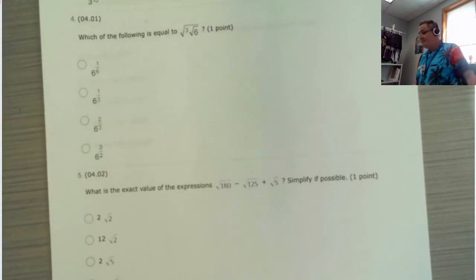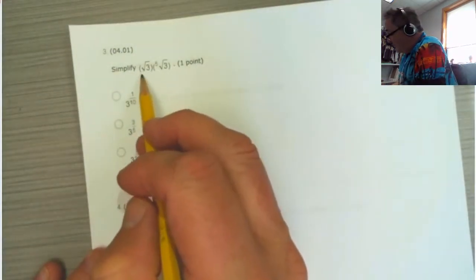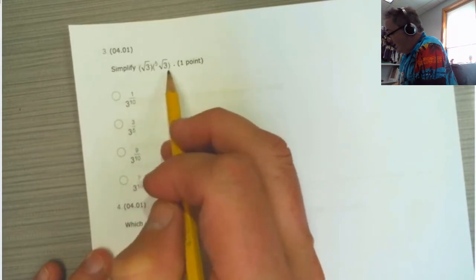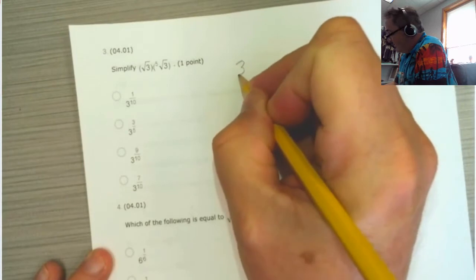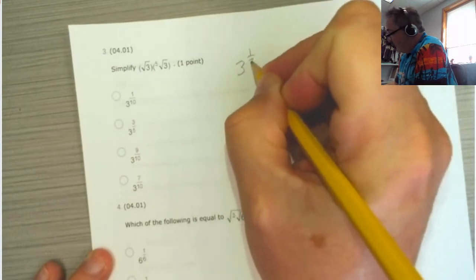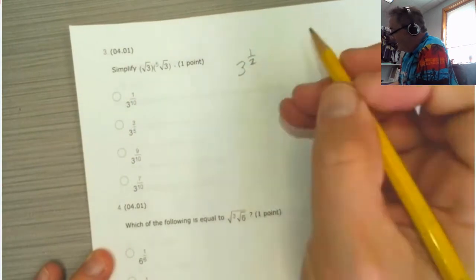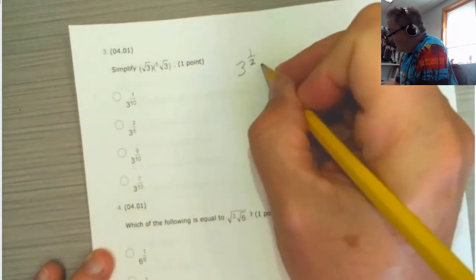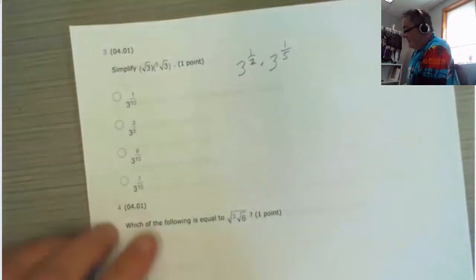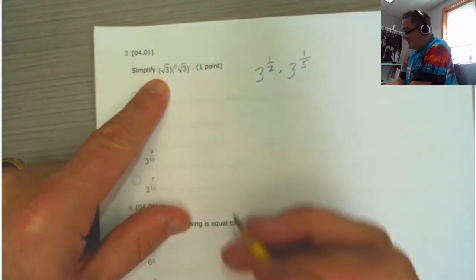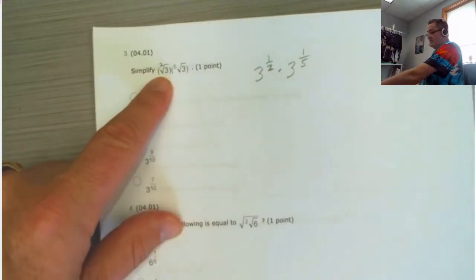So let's move on. Simplify the square root of 3 times the 5th root of 3. So that means this is 3 to the 1/2 power. That's the same thing as the square root of 3. And this is being multiplied times 3 to the 1/5 power. When there's not a number outside here, it's assumed that it's a 2. It's a square root. It's a 2. If there's nothing there, it's a 2.